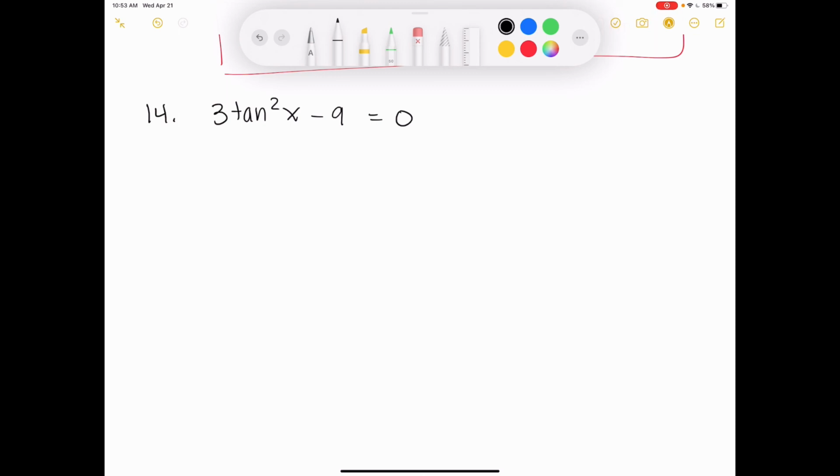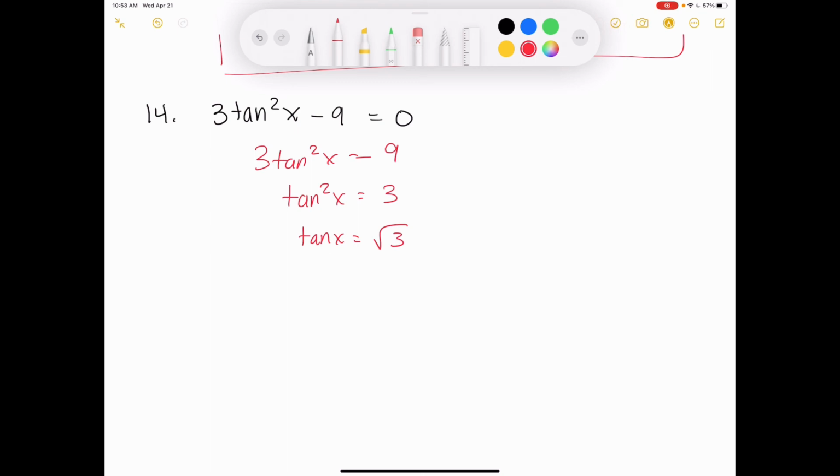All right, let's go over it. What do I need to do first? You need to move the 9 over. Add 9 to both sides. And then you're going to divide by 3. And then you're going to take the square root of both sides. And then that gives you tangent of x equals the square root of 3.